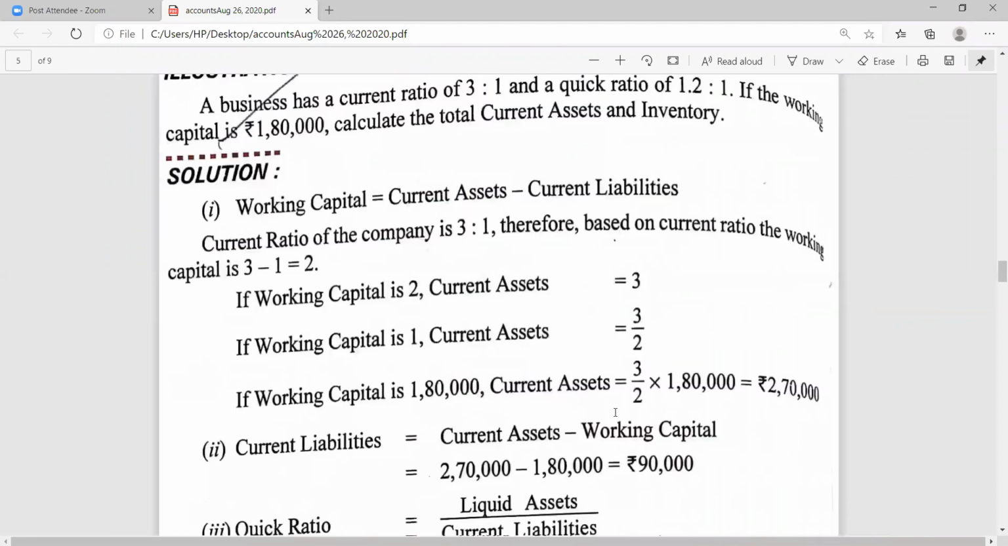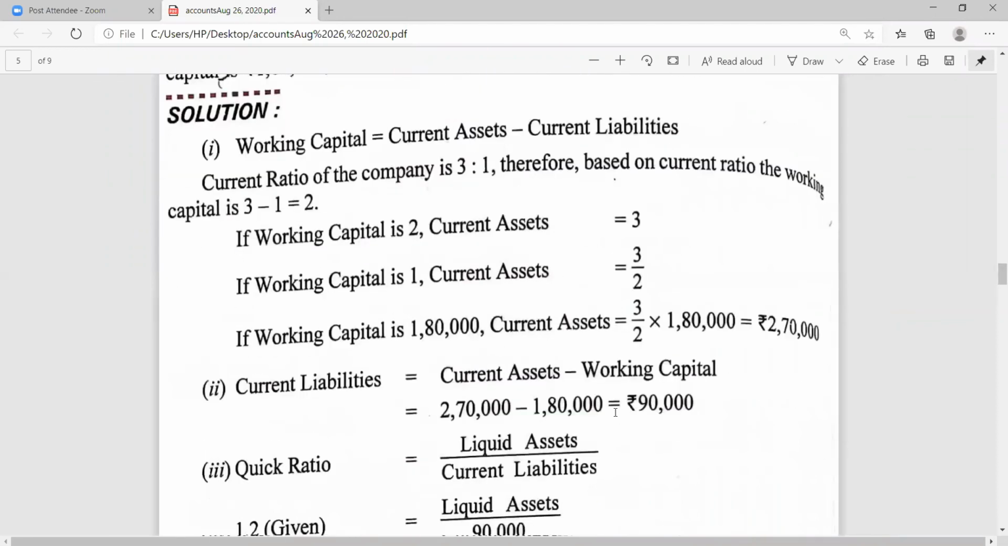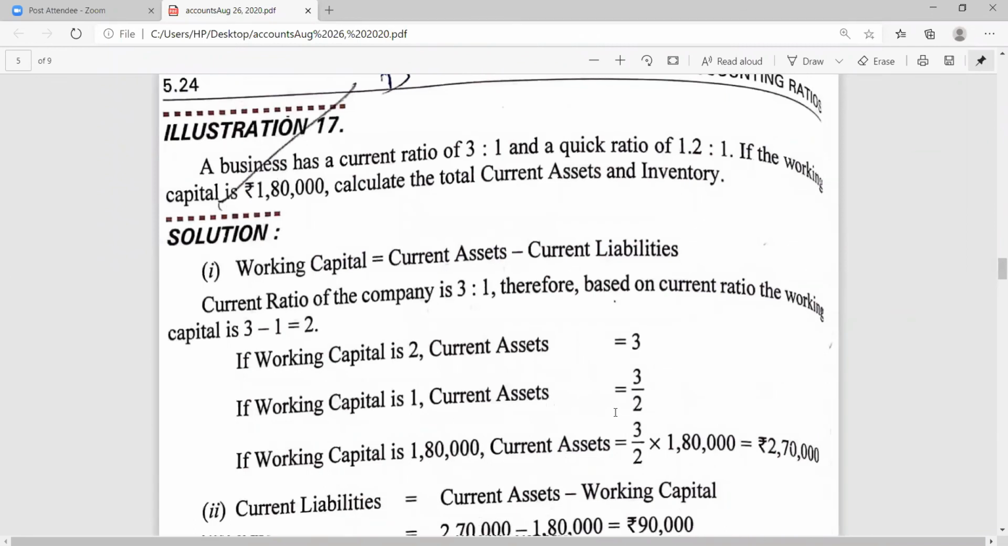Now in illustration number 17, current ratio is given to us, quick ratio is given to us, and working capital in actual is given to us. We know very well that working capital is equal to current assets minus current liability. So we can calculate the working capital in the ratio as well, because current assets in ratio is 3 and quick assets in ratio is 1.2. So 3 minus 1.2, it will be 1.8. We will get it very easily.